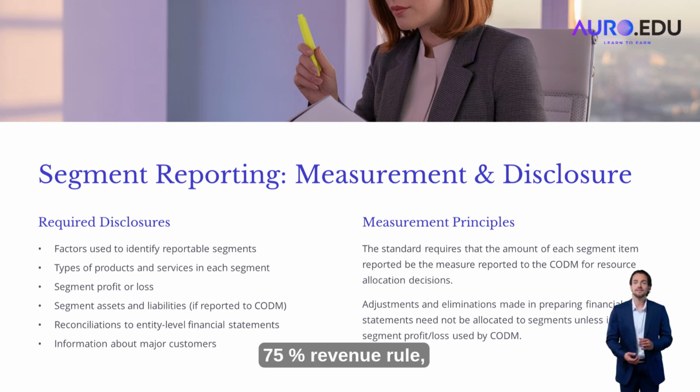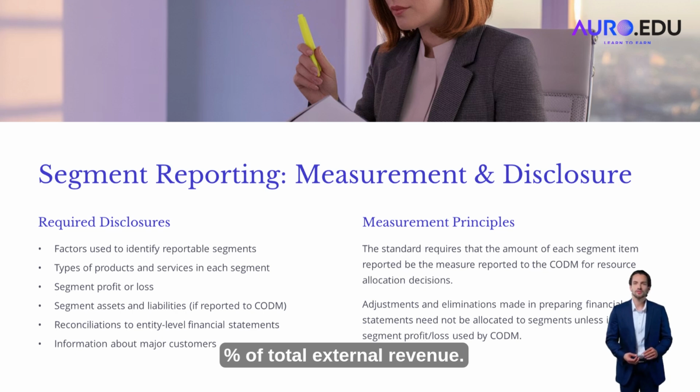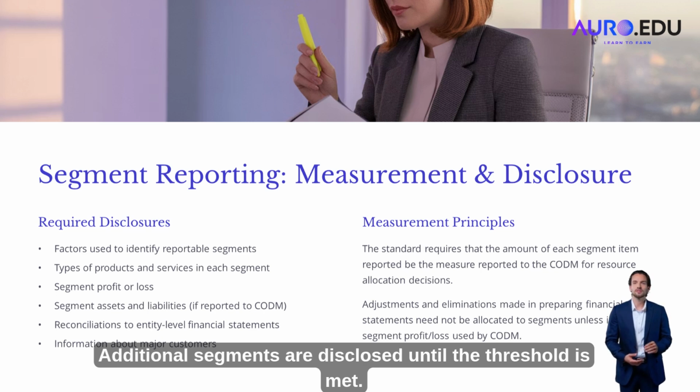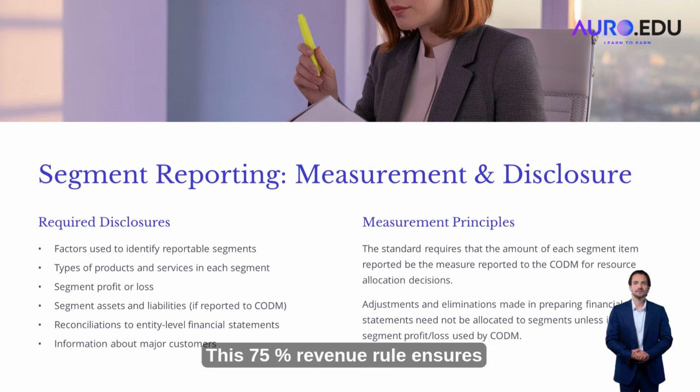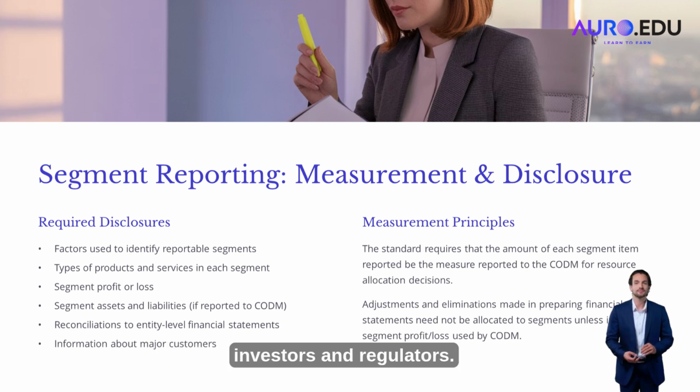Slide 8. 75% revenue rule. Entities must report enough segments to cover at least 75% of total external revenue. If initial reportable segments fall short, additional segments are disclosed until the threshold is met. This 75% revenue rule ensures that major revenue contributors are transparent to investors and regulators.